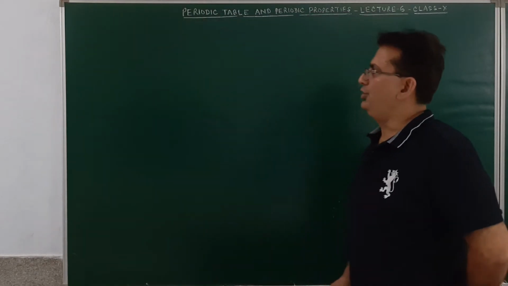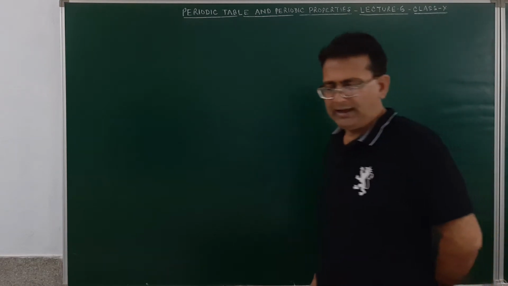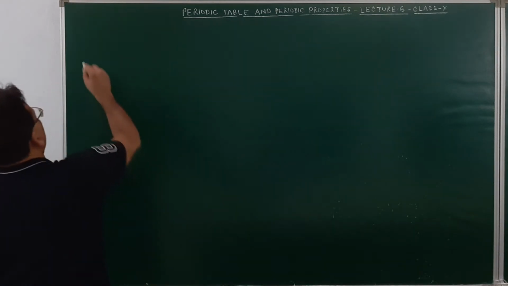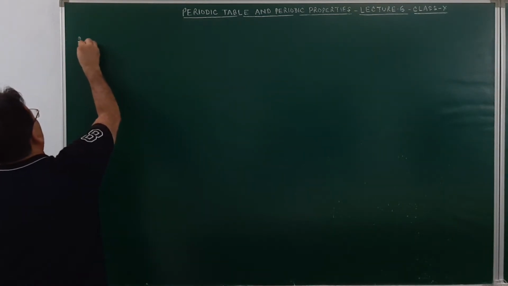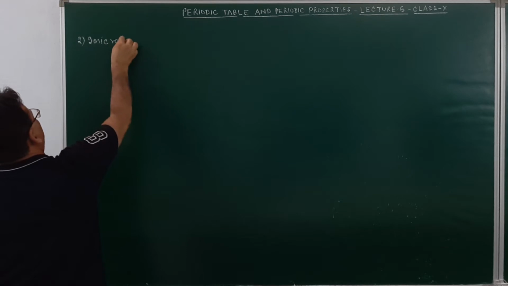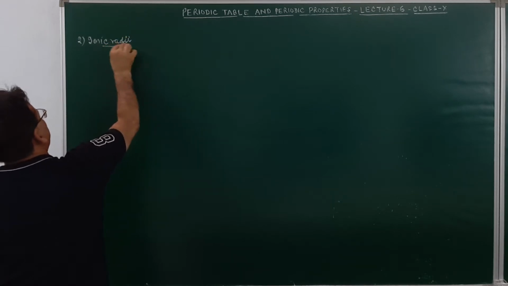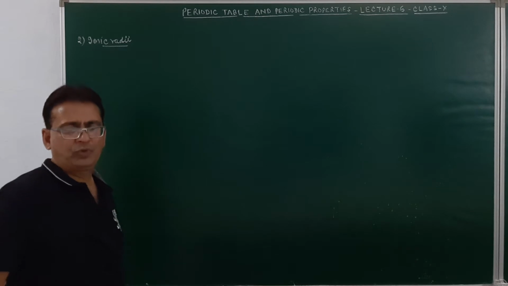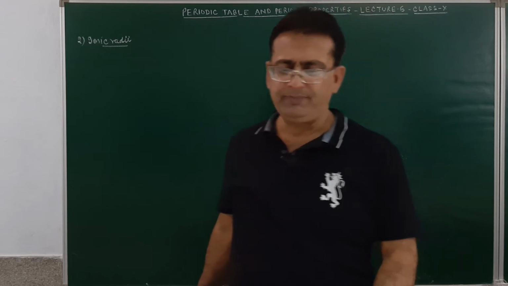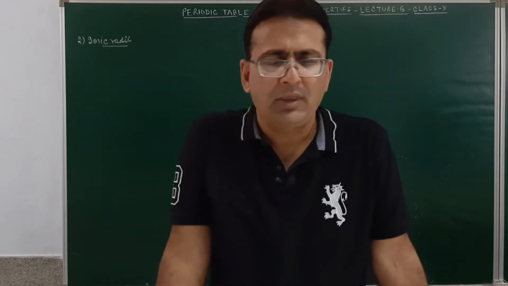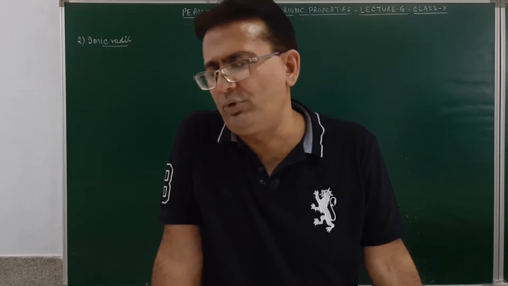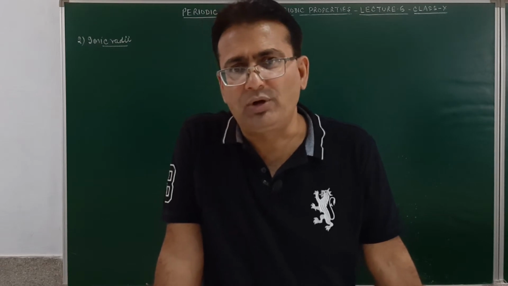Now, today we will continue with another periodic property, and that will be the ionic radii. So, the second property will be ionic radii. In fact, in the book, ionic radii are explained but not given as a separate head. Am I clear? But I have made this a separate property and will be discussing it in that manner. Now, the question is, what is ionic radii? It may be defined as the distance from the center of the nucleus to the outermost shell of an ion. That will be called ionic radii.